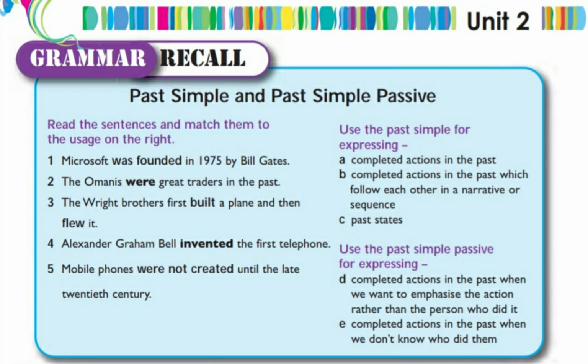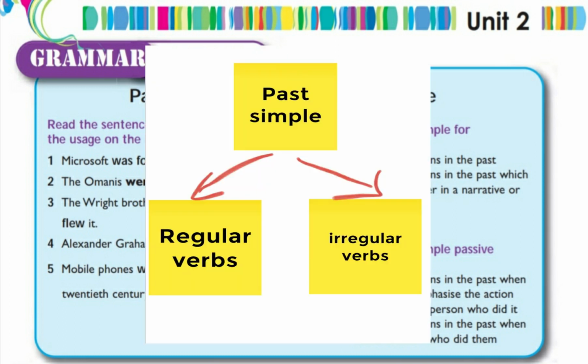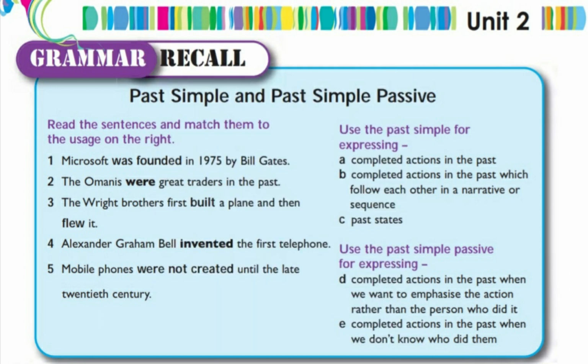And you know the form of the past simple. It's very easy. It's just one word. There are two types of verbs. There are regular verbs and irregular verbs, as you know. You studied this before. The ed at the end of the verb, and the other verbs are the irregular, which should be studied separately. Right.